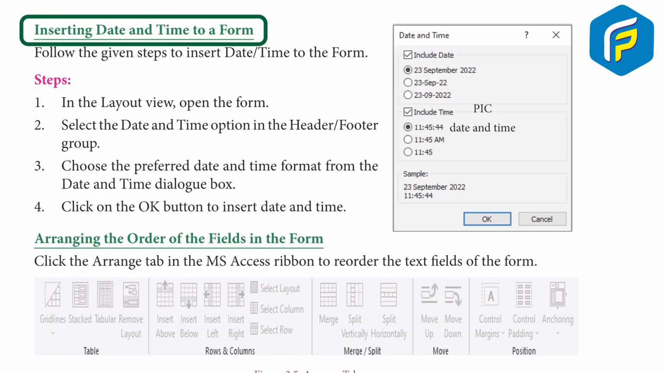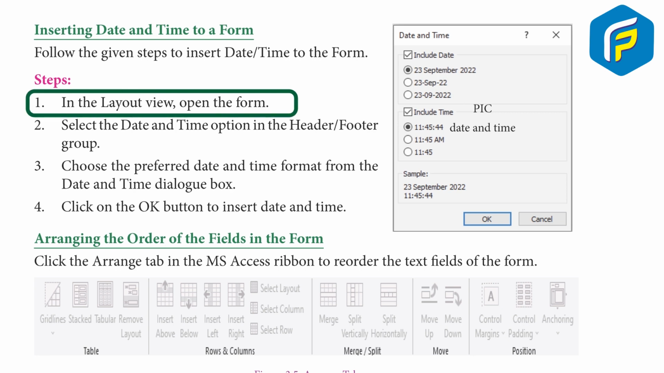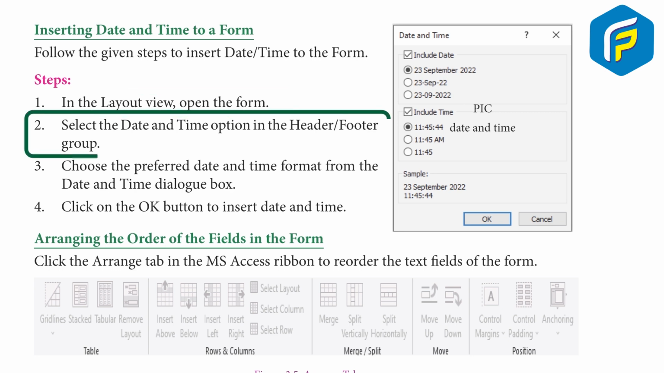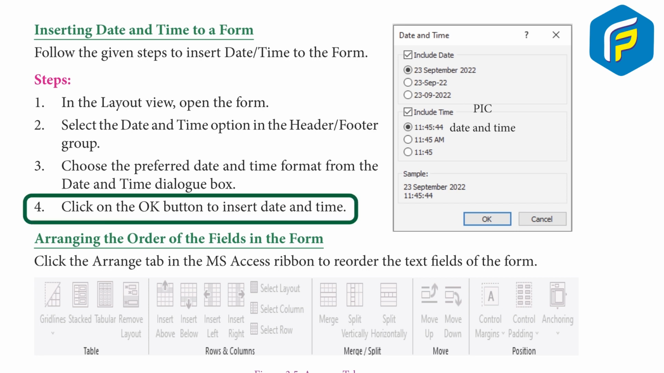Inserting date and time to a form. Follow the given steps to insert date and time to the form. Steps. 1. In the layout view, open the form. 2. Select the Date and Time option in the Header/Footer group. 3. Choose the preferred date and time format from the Date and Time dialog box. 4. Click on the OK button to insert date and time.